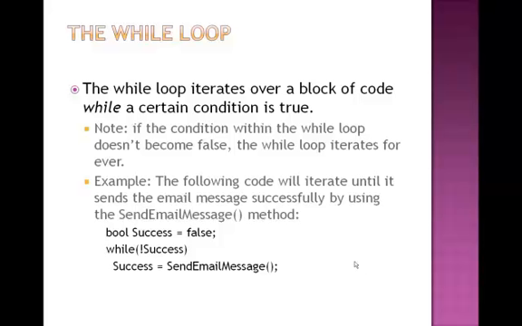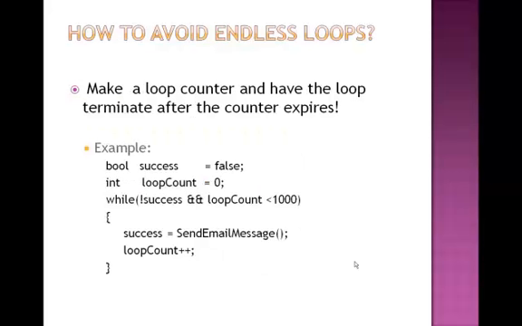Now, if the email message has not been sent successfully, the condition cannot be evaluated, and we can't wait forever. Maybe the email is not a correct email address, so the email cannot be sent. So what we can do is make a loop counter here and let the loop either run until success happens, or it is out of the maximum number of tries that we can give it as a loop count.